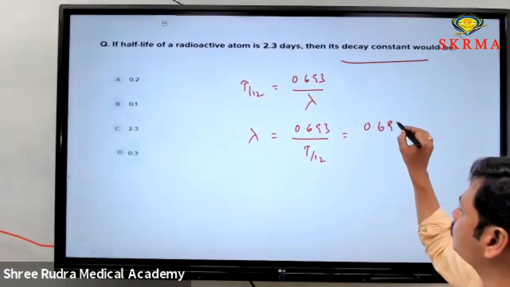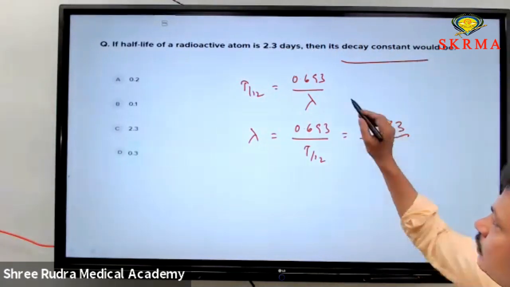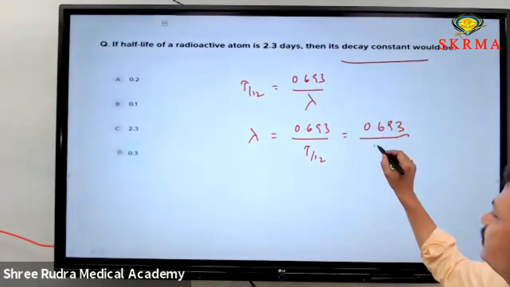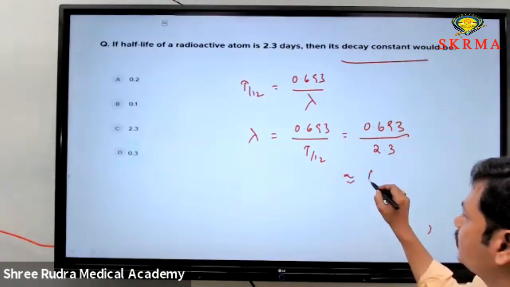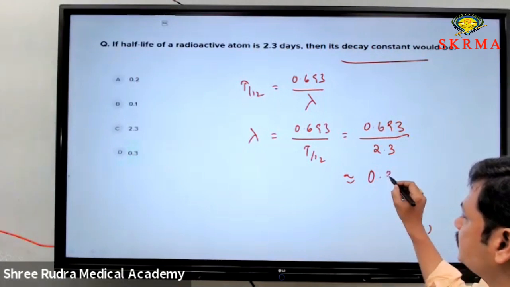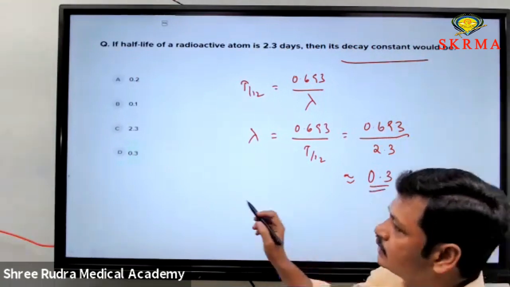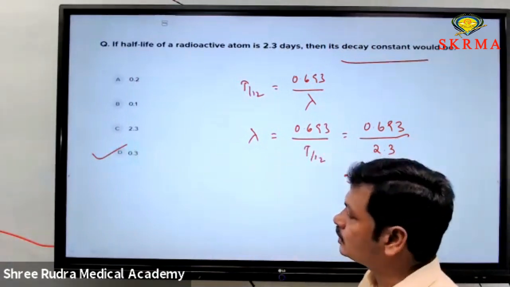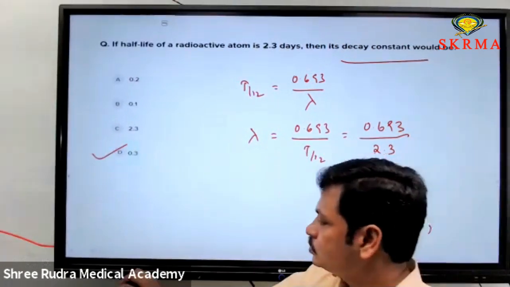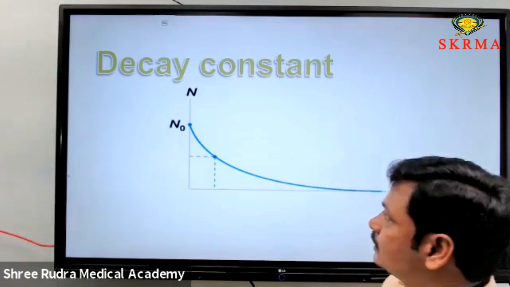What is the T half value? The T half value is given as 2.3, which means the approximate value is 0.3, 0.6 to 0.3. This way, among all options, the correct option is D. D is the correct option. Let's move to the next concept.